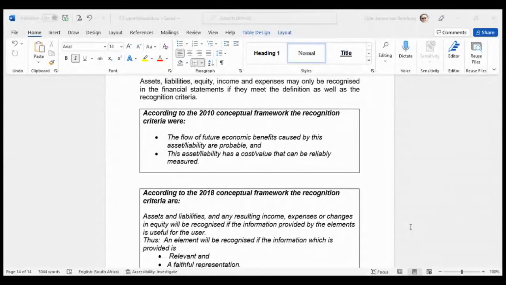We've now looked at recognition criteria. When should an item be recognized? When it's relevant and when it provides a faithful representation. But what is really meant by recognition? Is it, I see a guy walking over there and I know him and I say, hi Paul, how are you? Now I've recognized him. That too. But in financial accounting, recognition has a very specific meaning. So I'm going to give you, let's say, 30 seconds for someone to come up with an explanation there, or you can say it in person. You are most welcome.